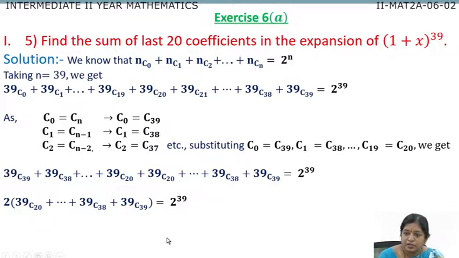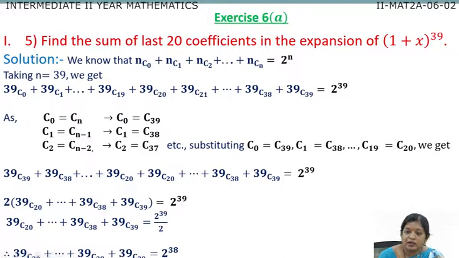So bringing this 2 to the RHS, we will get 39C20 plus so on up to 39C39 is equal to 2^39 by 2. So when one 2 cancels, you will get 2^38. So 39C20 plus so on up to 39C39 value is nothing but 2^38. So these are the last 20 coefficients in the given expansion whose sum is nothing but 2^38.